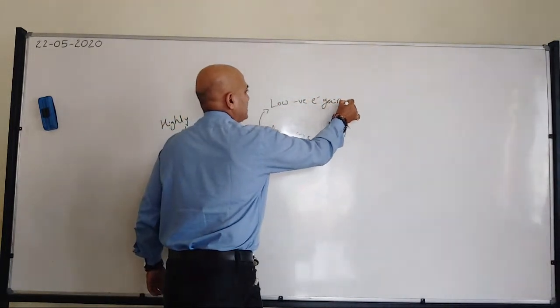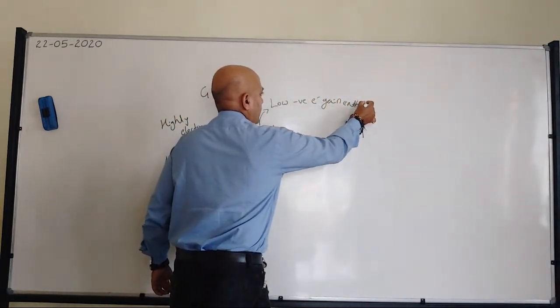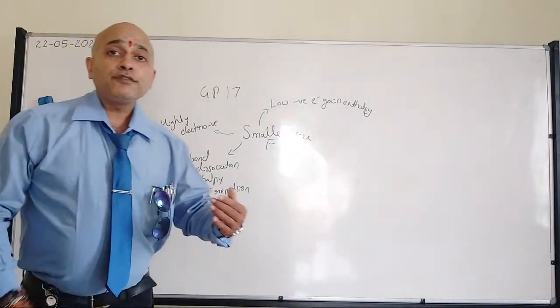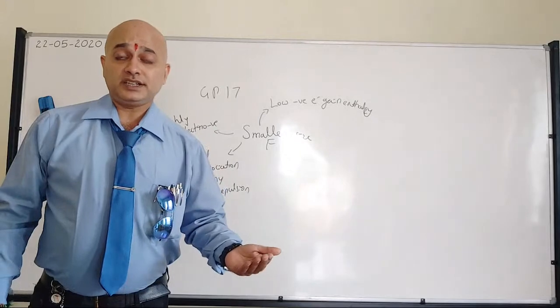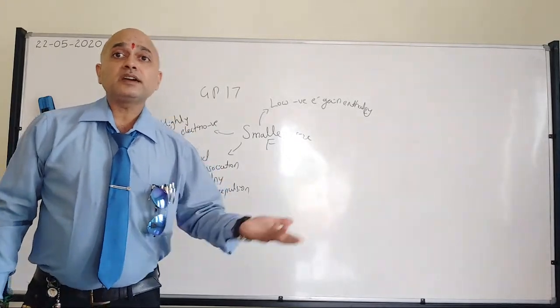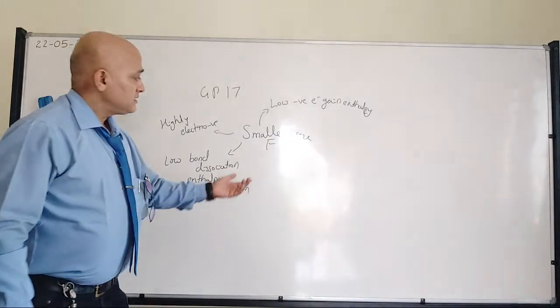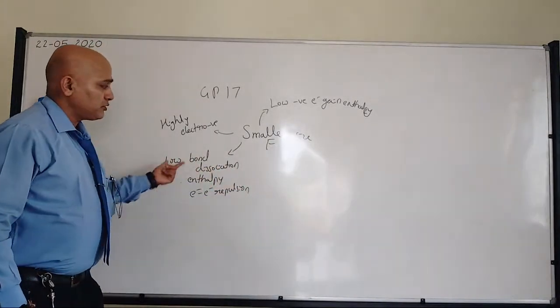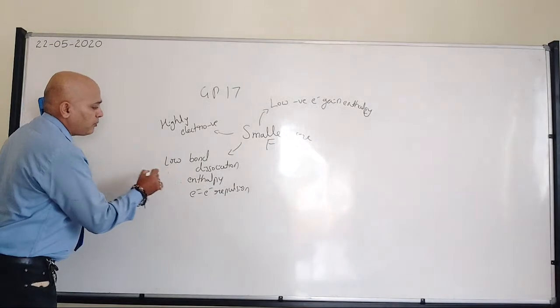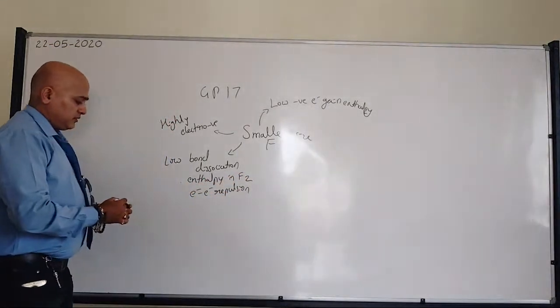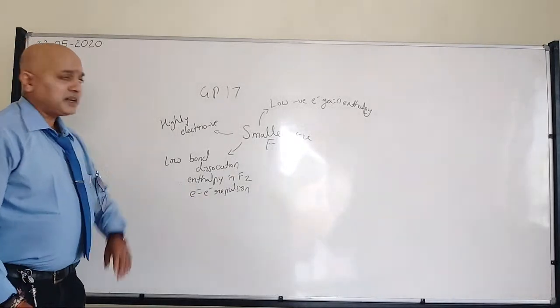So, the smaller size of fluorine will make low negative electron gain enthalpy. Or to tell in a general form, we can say that fluorine is less efficient in accepting the electron compared to chlorine. We are dealing with atoms, okay? So this is related to the molecule, as a molecule. So low bond dissociation enthalpy in the fluorine molecule is due to the electron repulsion.